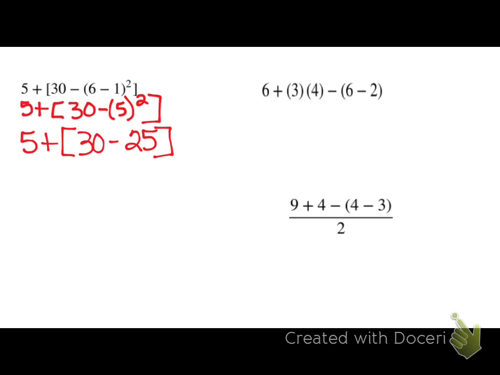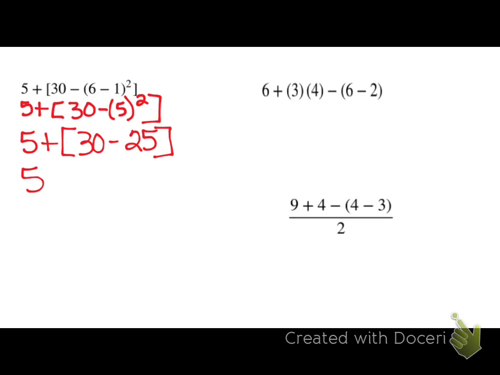All right, from here, do the brackets. Okay, what would that look like, Josh? Because you did what? You did 30 minus 25. So what do I bring down? I bring my 5. Then what? Minus 5.